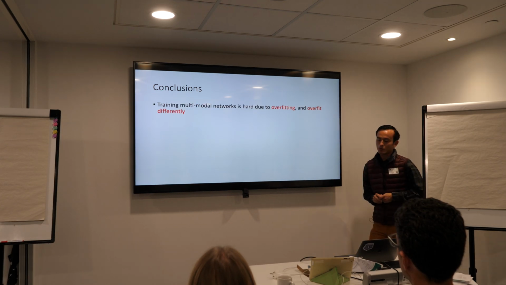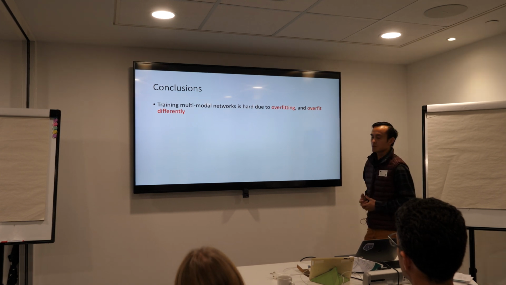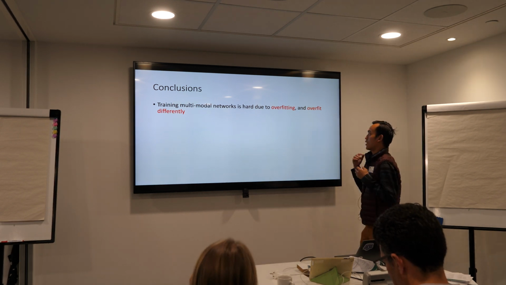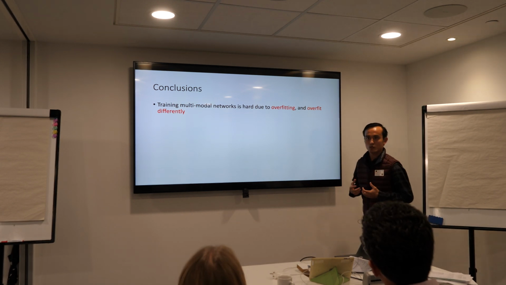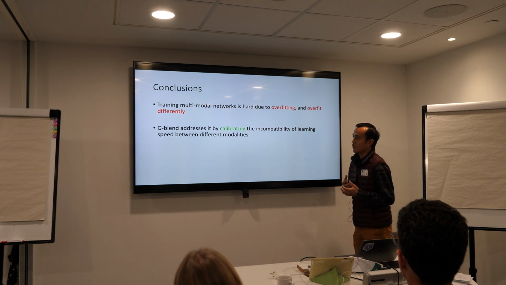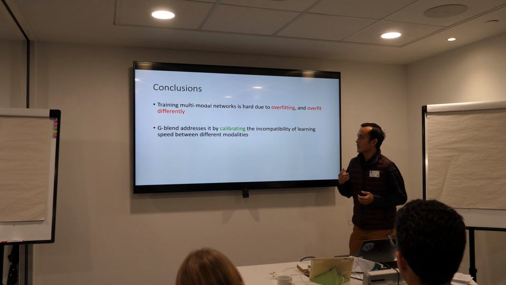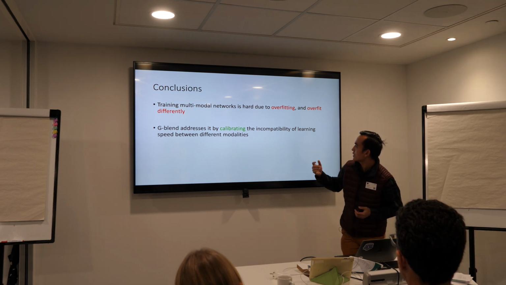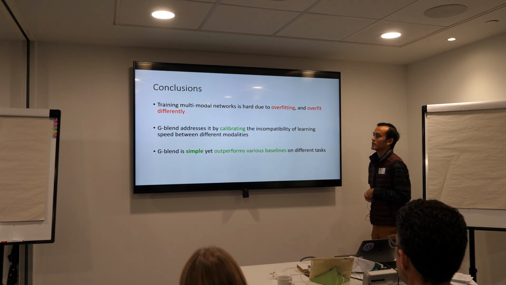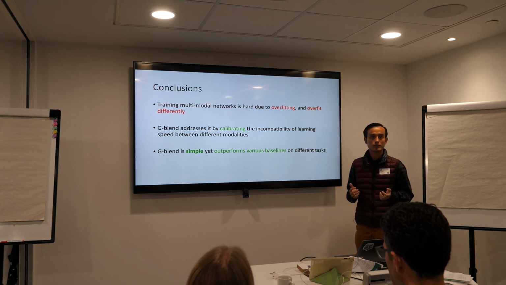In conclusion, in this work we found that training multi-modal networks is difficult because they overfit, and more importantly, they overfit very differently. We need to optimize them better. Gradient blending is a way to address the overfitting by recalibrating the different modalities. And lastly, it's simple, but it outperforms various baselines. So I just finished my talk, and thank you.